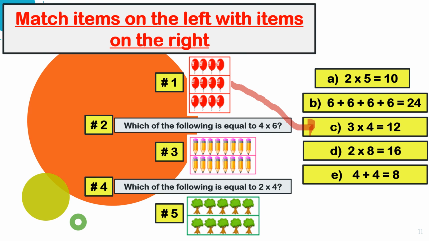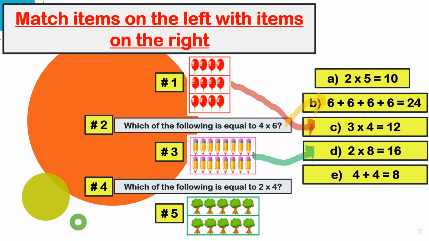Number 2, we have which one of the following is equal to 4 times 6. So 4 times 6 is 4 groups of 6. 4 groups of 6 would look like letter B with repeated addition. 6 plus 6 plus 6 plus 6. Number 3. In number 3, you have 2 groups of pencils, and in each group there are 8 pencils. So 2 groups of 8 as a multiplication sentence is written as 2 times 8, so that would be letter D, and that equals 16.